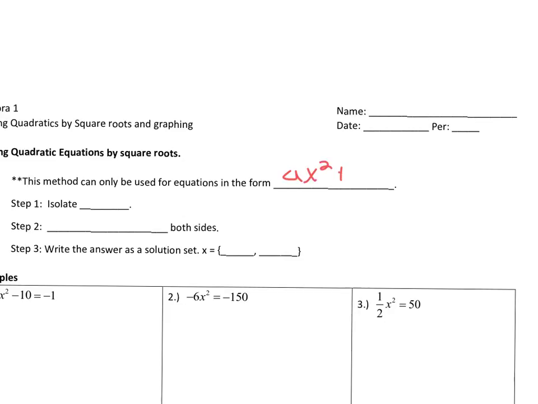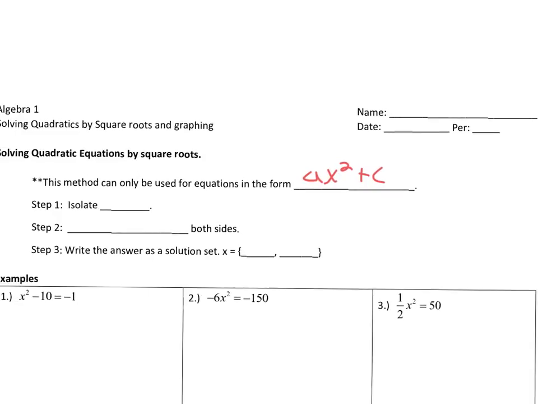This method is the easiest one, but it does have to be set up in the form of ax squared plus c, meaning there's no middle x term. If there's no middle x term, then you are able to do this every single time. If there is an x term, you have to do a different method.